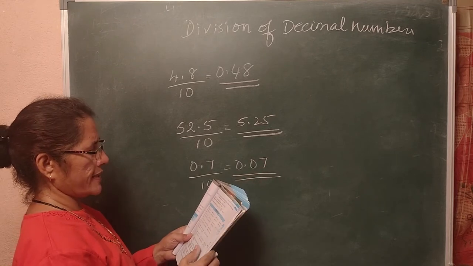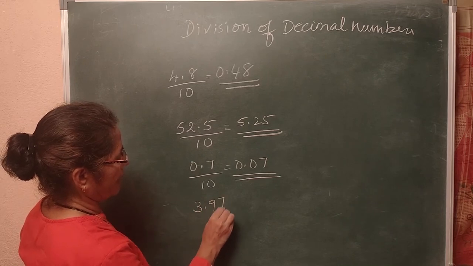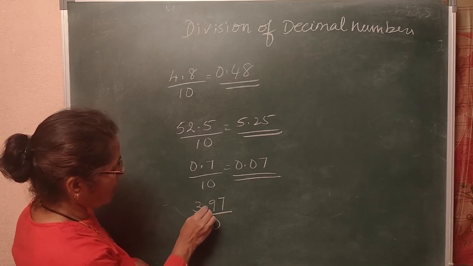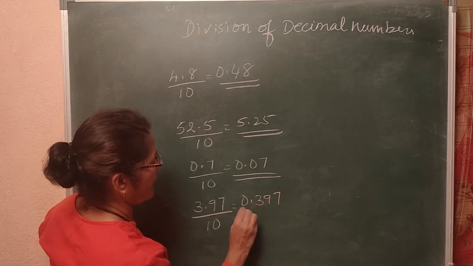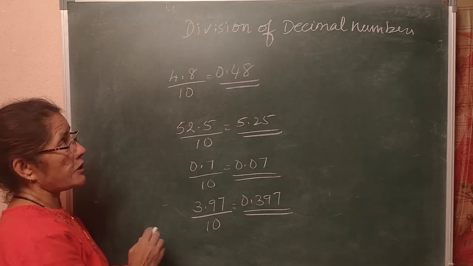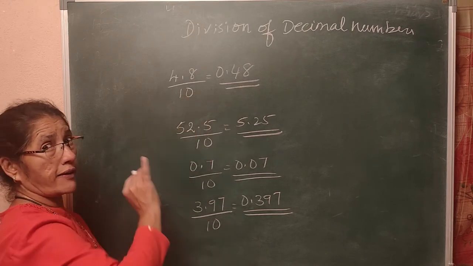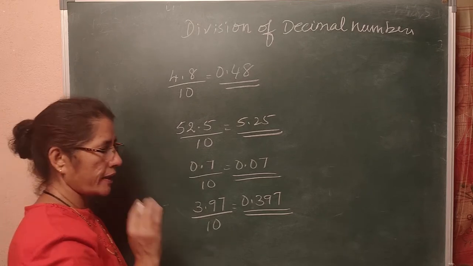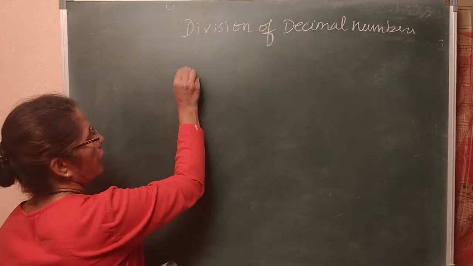Let me say one more question. 3.97 divided by 10. What do you do? The point moves that side, so 0.397. Understand? So, when you divide by 10, move one digit to the left and the remaining you write down as it is, don't put 0, 0. Okay. Now, let us see the third question.